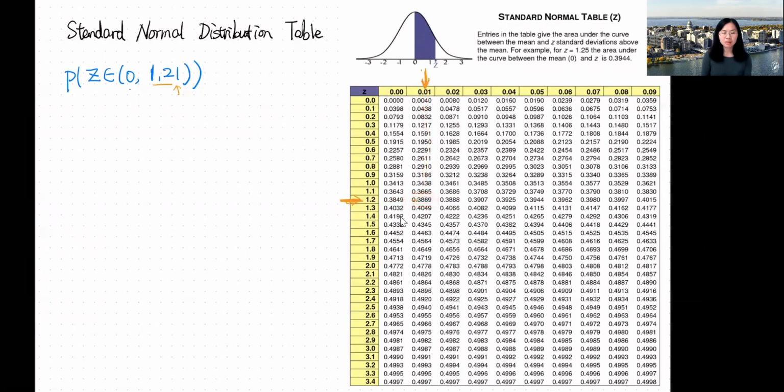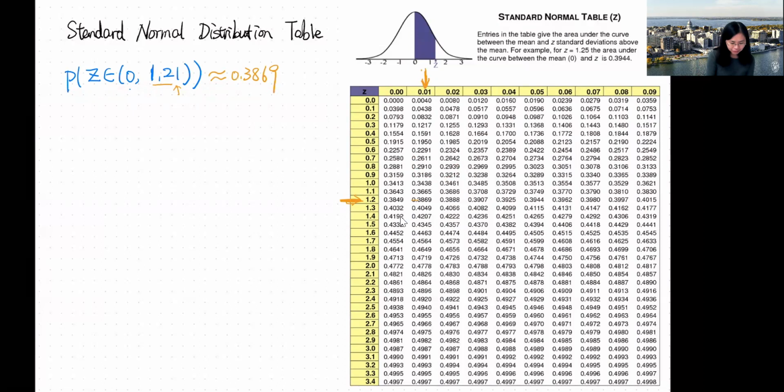It's 0.3869. So this is approximately 0.3869. So this is still approximately equal because the exact number for this probability probably has many digits, much more than 4 digits, but we can only fit 4 digits into the table. So that's approximate, still approximate, but close enough. So that's how you use such a standard normal table.